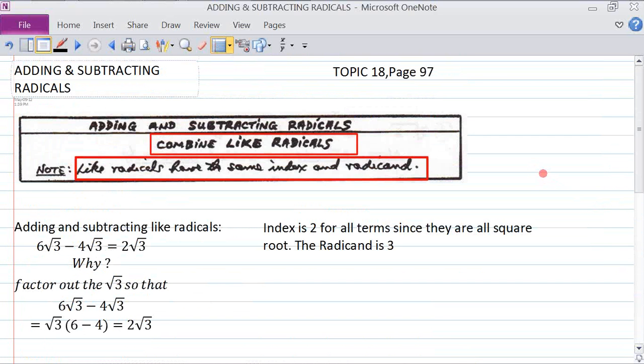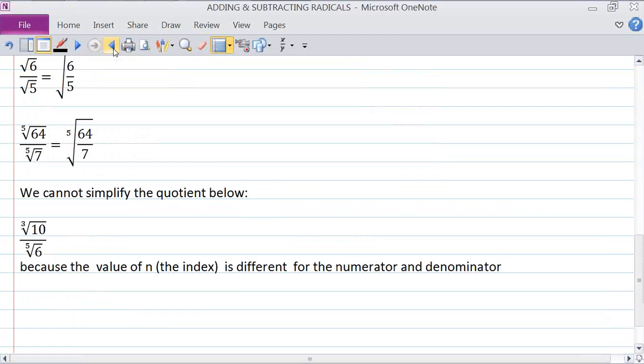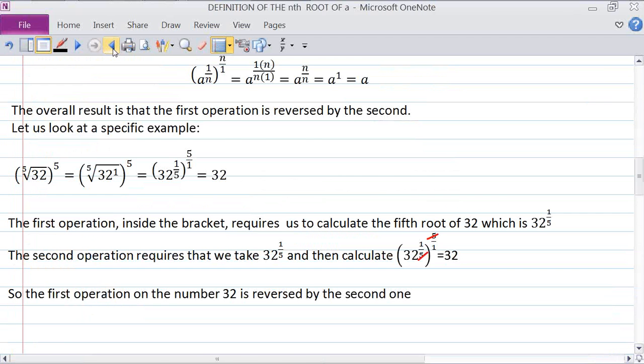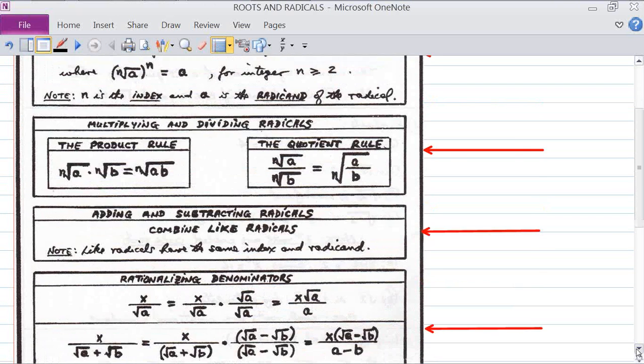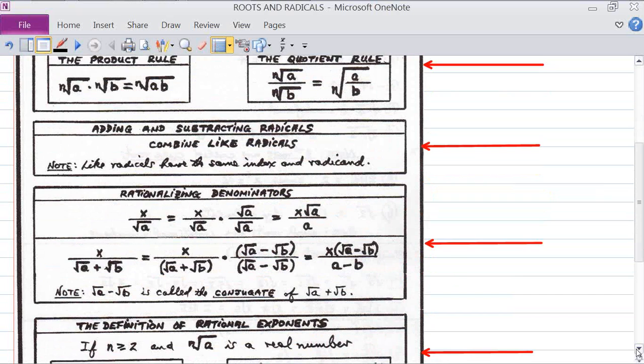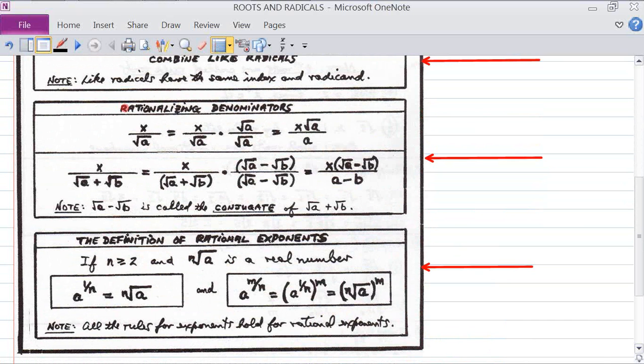We've discussed the first 3 topics on page 97. Let's go back: 1, 2, 3. Okay, we've discussed this, we've discussed that, and that. As the video is not overly long and there's a number of new concepts, the next thing we're going to do is rationalizing denominators and the definition of rationalization.